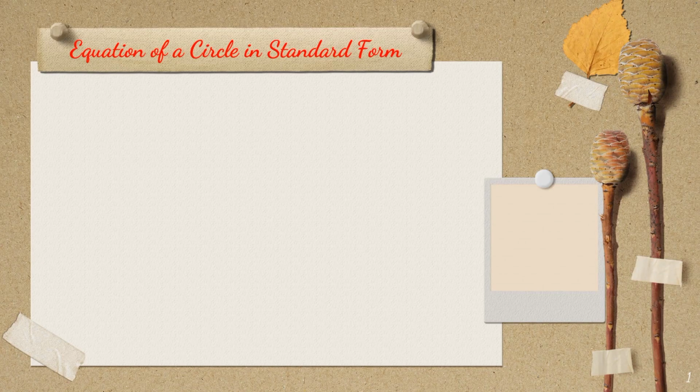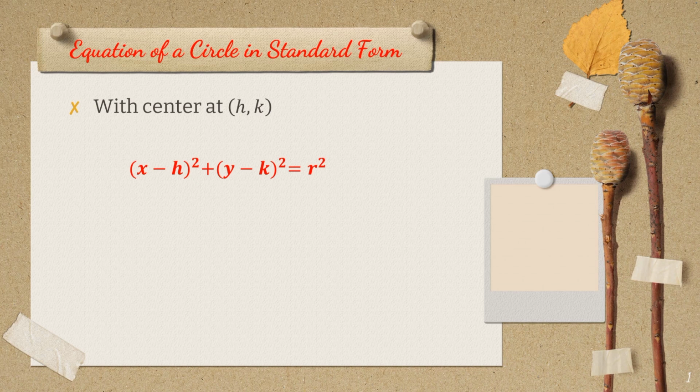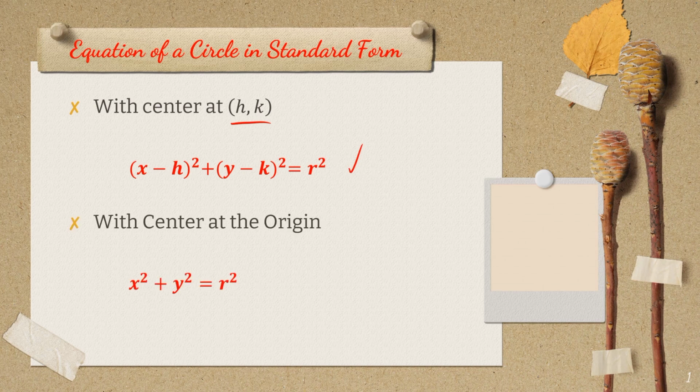Now let's tackle the equation of a circle in standard form. The equation of a circle in standard form, with center at (h, k), has the formula (x - h)^2 + (y - k)^2 = r^2. Also, the equation of a circle in standard form with center at the origin (0, 0) is x^2 + y^2 = r^2.